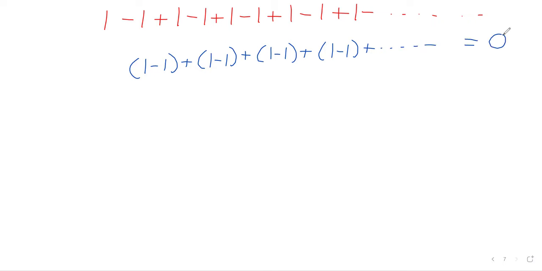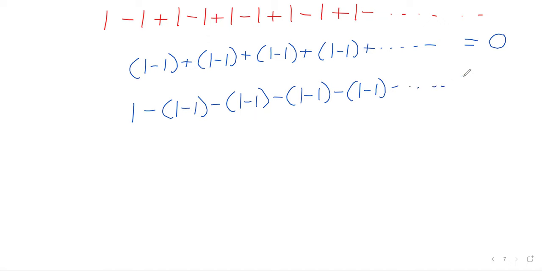So Grandi noticed that if you put these parentheses in, this ought to equal zero, because you're adding 0 plus 0 plus 0 plus 0 plus 0 an infinite number of times. On the other hand, he observed that you can rewrite the series like this, and this ought to be 1, because you're starting with 1, but all of those terms that you're subtracting are 0.